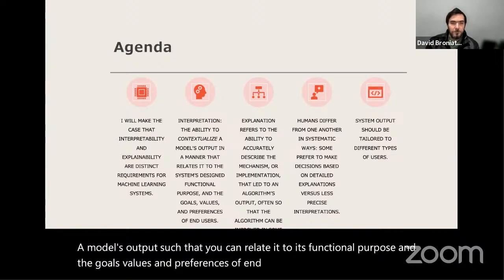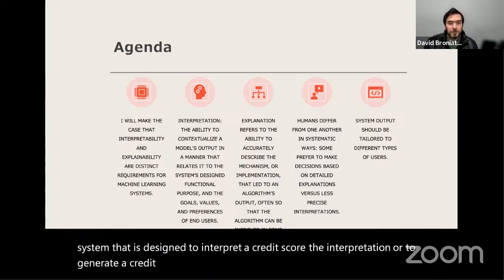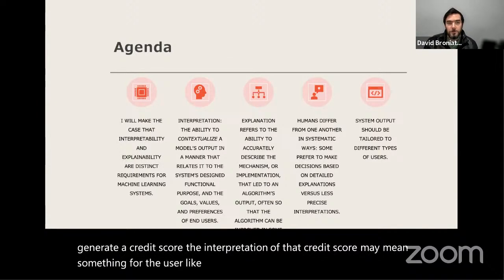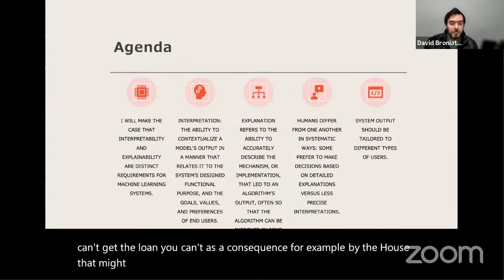So for example, if you have a system that is designed to generate a credit score, the interpretation of that credit score may mean something for the user like, well, I don't think you're going to get that loan. You can't get the loan. You can't, as a consequence, for example, buy the house. That might be one interpretation.